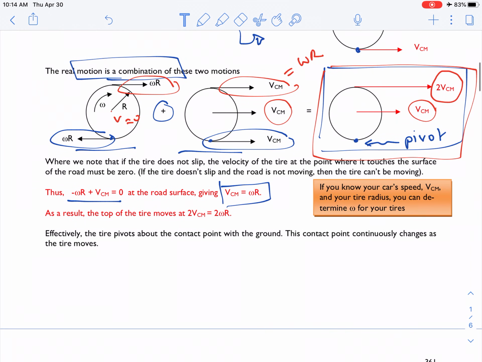So that means if you look at this equation here, v center of mass is equal to omega r. If you know your car speed, right, v center of mass, and your tire radius, you can also determine the angular velocity for your tires. So effectively, the tire pivots about the contact point with the ground, as we showed on the figure, and this contact point continuously changes as the tire moves. So it's an instantaneous pivot point. Okay.